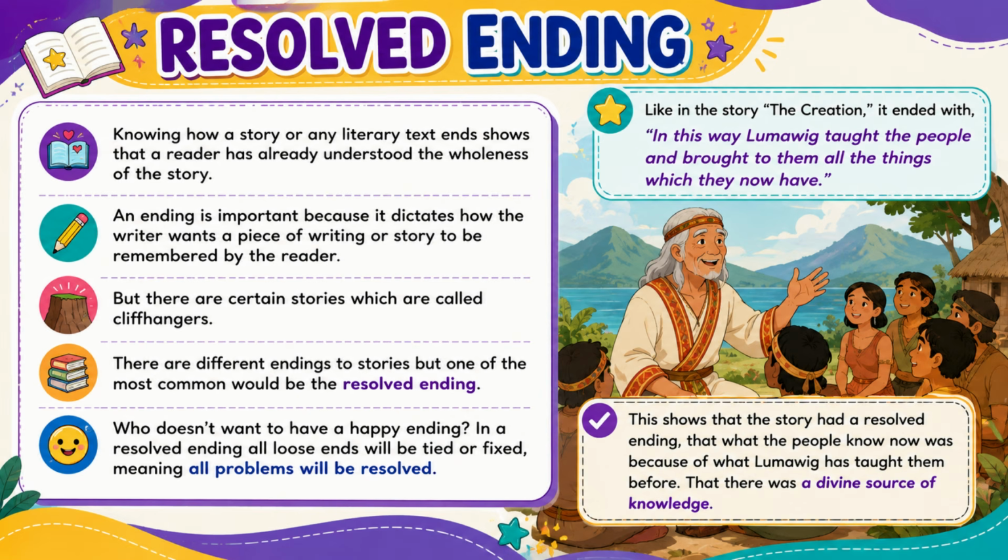Understanding endings. Knowing how a story or any literary text ends shows that a reader has already understood the wholeness of the story. An ending is important because it dictates how the writer wants a piece of writing or story to be remembered by the reader. But there are certain stories which are called cliffhangers.